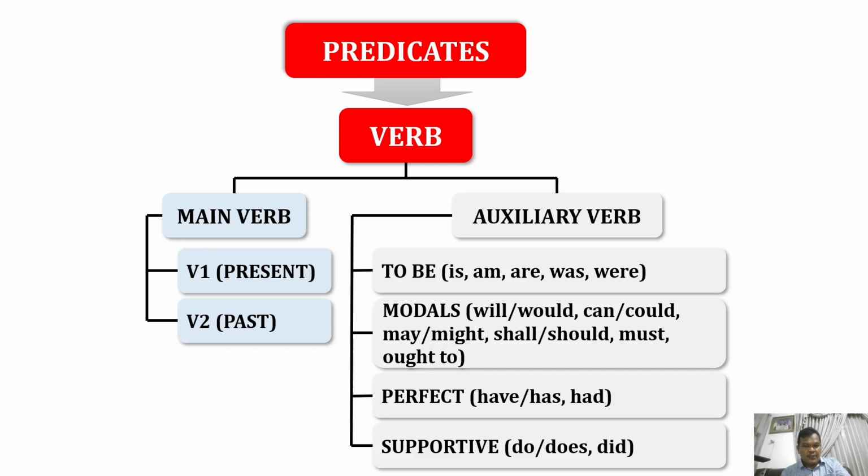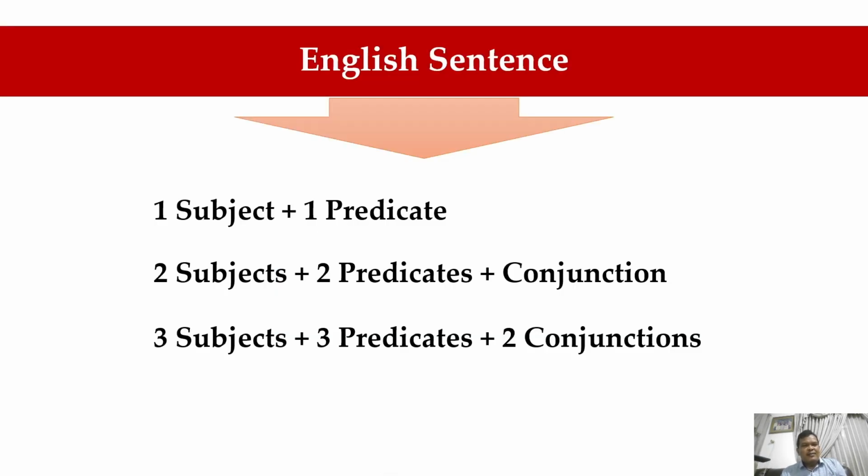Now, auxiliary verbs in English are composed of be, is, am, are, was, were, modals, which you already know, and then perfect auxiliaries: have, has, had, and the last one is the supportive auxiliary verb, including do, does, or did. These are predicates in English. The main point is that the predicates in English must be verb 1, verb 2, or an auxiliary verb. Other than these, they are not predicates. Verb 3 is not a predicate. Verb ing is not a predicate.